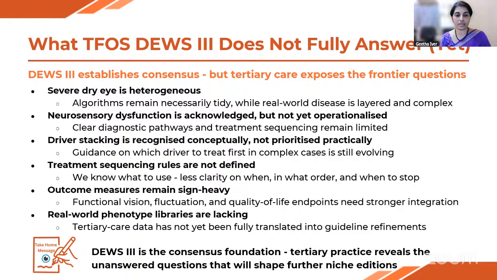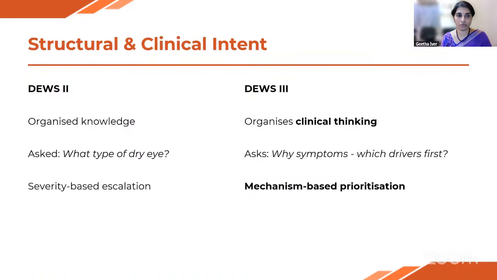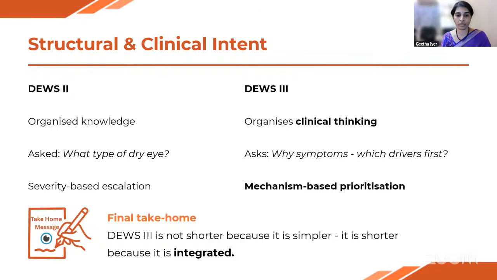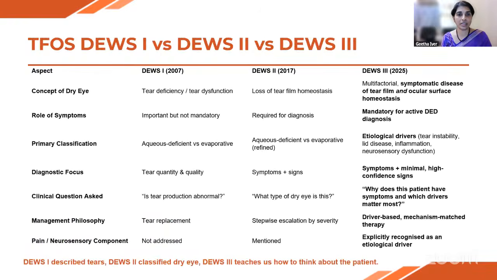But of course, one needs to understand that DUCE-3 is the consensus foundation. It organizes clinical thinking. It asks why symptoms and which drivers first, and it is mechanism-based prioritization. It is shorter, not because it is simpler. It is shorter because it is more integrated. And this is just a slide that summarizes DUCE-1 versus 2 versus 3, where it clearly states how DUCE-3 has evolved primarily because of all the information that we have collated and collected over these last couple of decades, publishing the DUCE-1 in 2007 and the DUCE-3 in 2025.